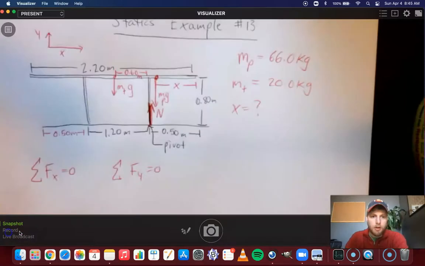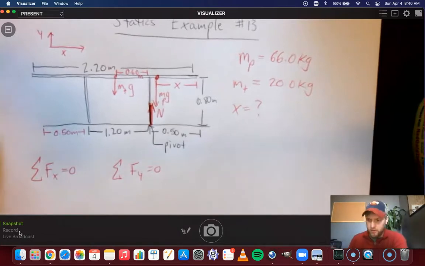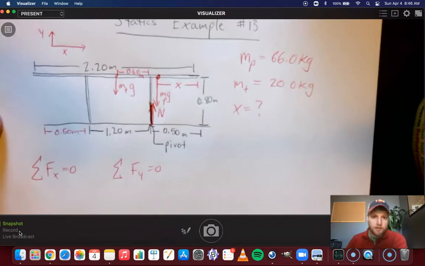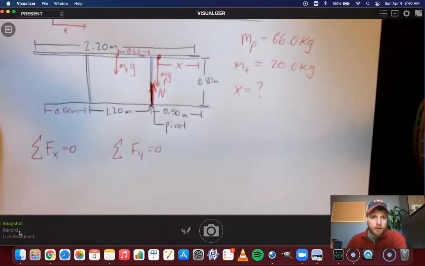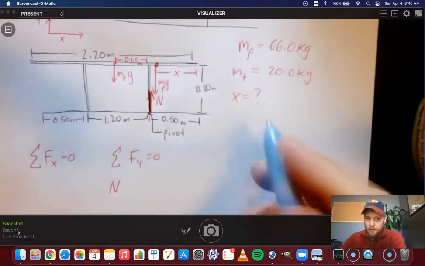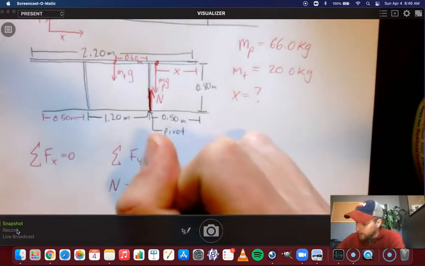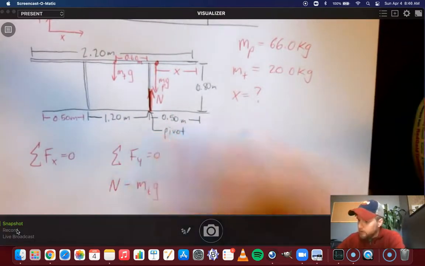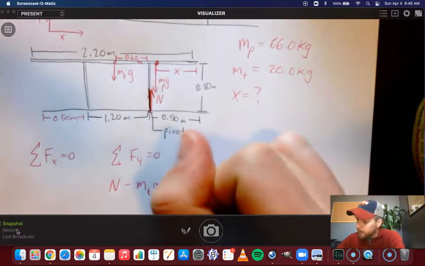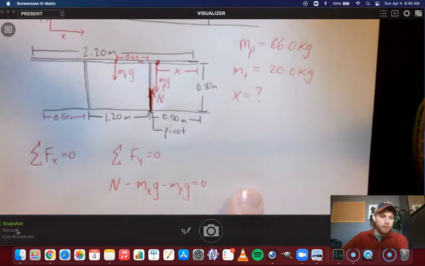That's the forces. In this example, we don't need the sum of the forces in the x direction. There's no forces acting horizontally. All of the forces are acting in the vertical direction. So let's set this up very carefully. Starting with the normal force, because it's positive, minus the other two forces: mass of the table times g minus mass of the person times g, and that all adds up to 0.